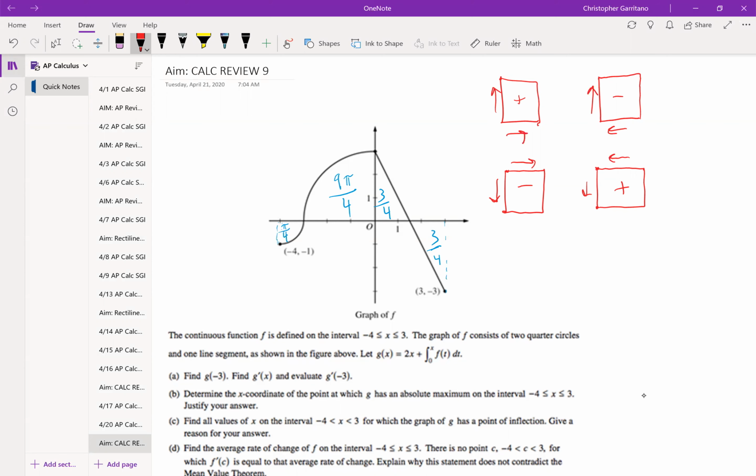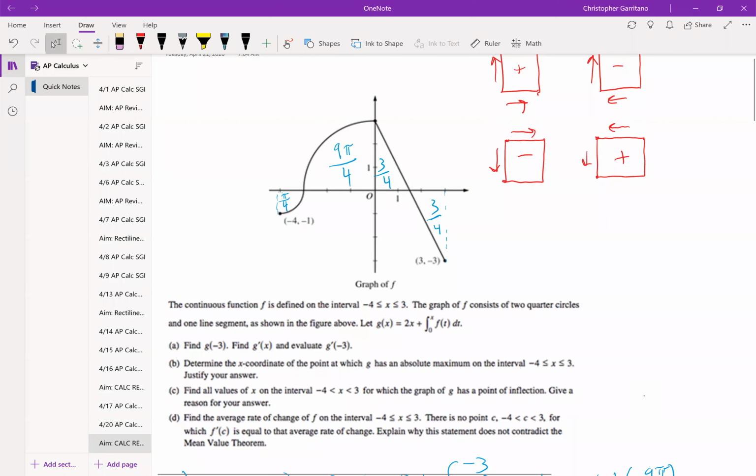All right, so we'll keep that in mind, and let's just go ahead and read through this problem. So we have a continuous function f. This function is defined on the interval from -4 to 3 inclusive. And we are told that these shapes are 2 quarter circles and a line segment. Okay, and then they define a function g of x, which is related to f of x, and there's also a 2x term. All right, so really these questions focus mainly on g. But g of x is defined for us. It's right there.